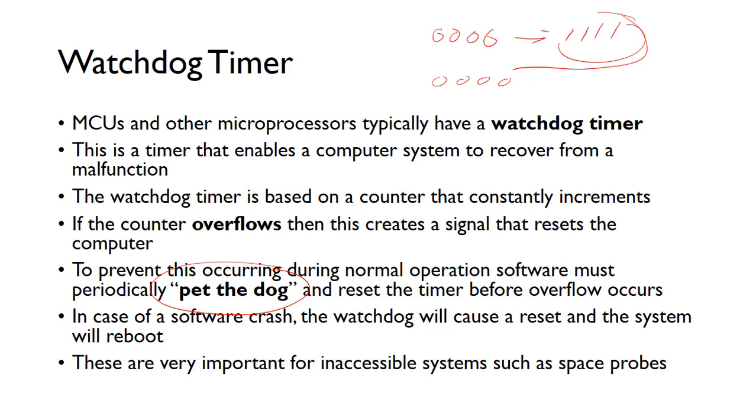This is helpful because in case of a software crash or a bug or some error, instead of the reset occurring at 4, for example, it'll carry on counting, it'll overflow, and then the system will reboot. This is very useful if you've got a system in an inaccessible place, so if it crashes, you can't just go and fix it. Imagine a space probe or a satellite or something like this. You can't just go and fix it if something happens. So this watchdog timer is a simple way of recovering from some errors.